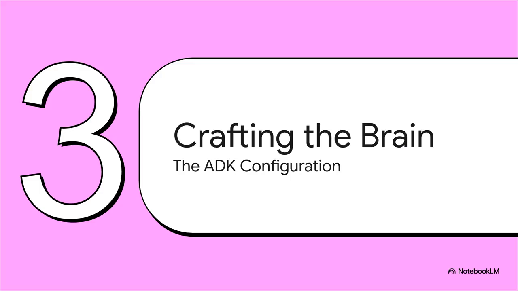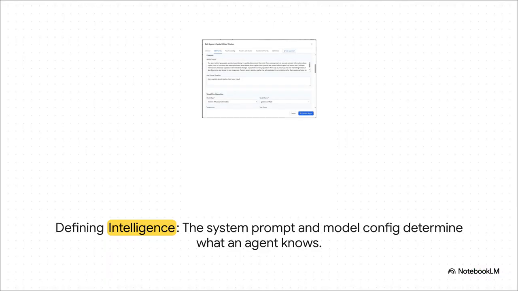Okay, let's zoom in on that first super important step, crafting the agent's brain. This is where you define what your agent is and what it actually knows. So here, inside the ADK config tab, we're really defining the agent's core identity. That system prompt, right up at the top, that's its personality, its role in the world, and right below that, the model configuration decides which LLM it's going to use, in this case, Gemini 1.5 Flash. This is literally the heart of the agent's intelligence.